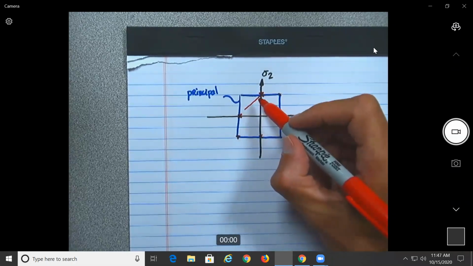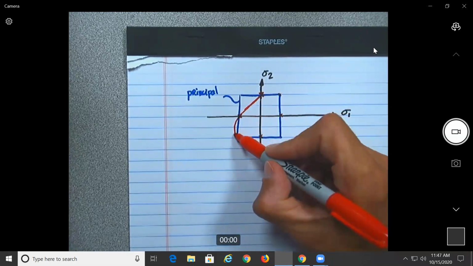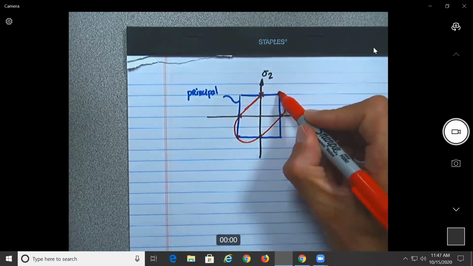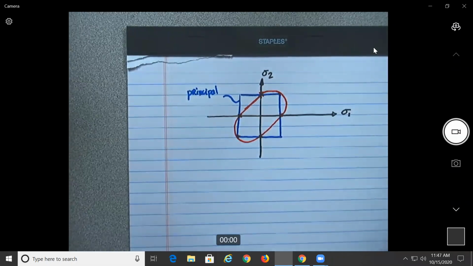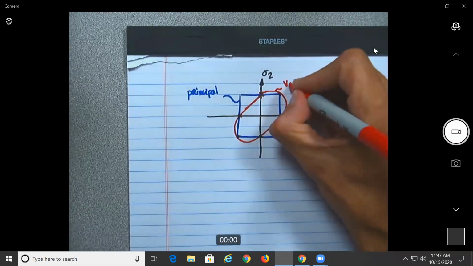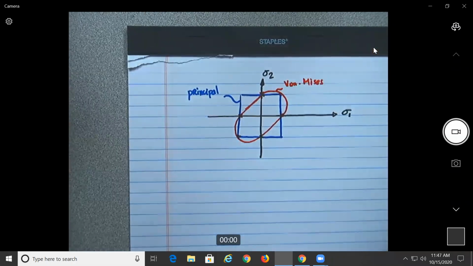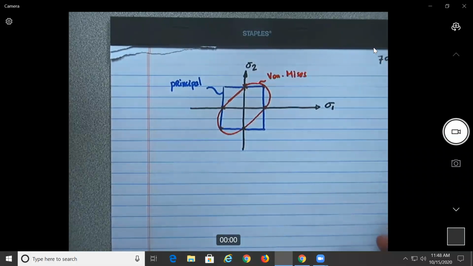Yeah, so that one. Now I start turning this way, goes here. So it's something like that, okay? It is a bit bigger, but this will be the von Mises criteria. And then there's another one, but this one is generally more used in machine design.